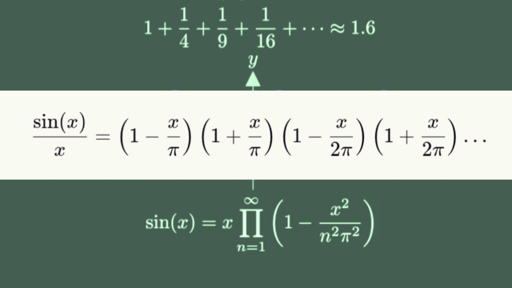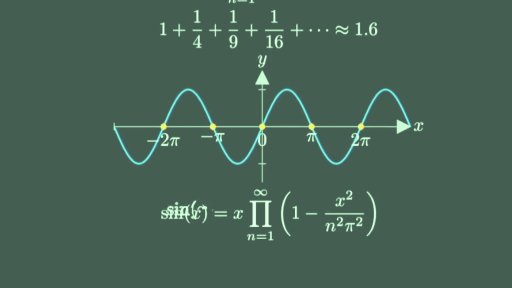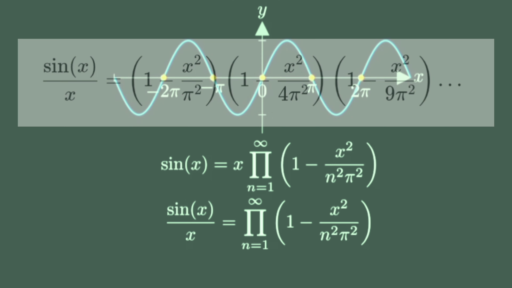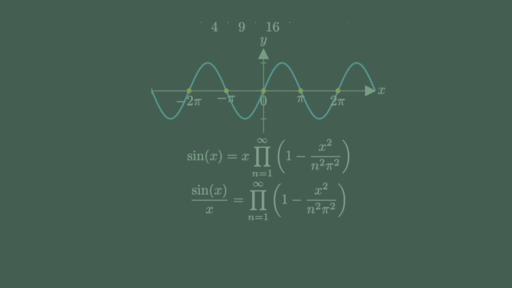Since the roots are at plus or minus n pi, the sine function can be written as an infinite product. He wrote sine of x equals x times the product over n of 1 minus x squared over n squared pi squared. Let's write the key formula. It is more convenient to divide both sides by x, so we isolate the infinite product. We get sine of x over x equals the product from n equals 1 to infinity of 1 minus x squared over n squared pi squared.